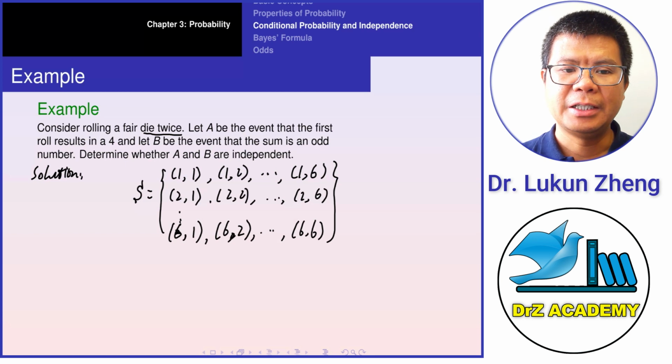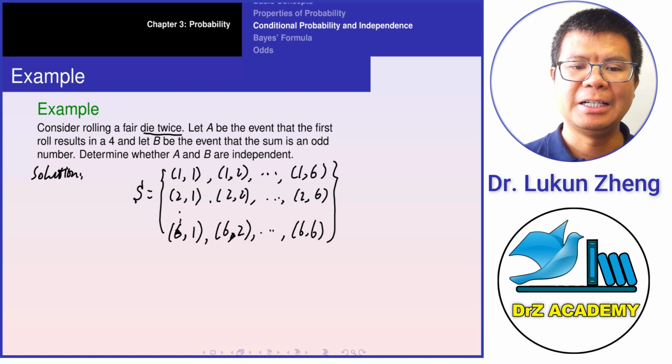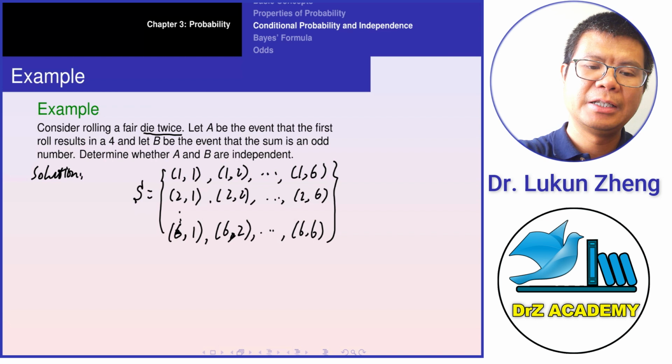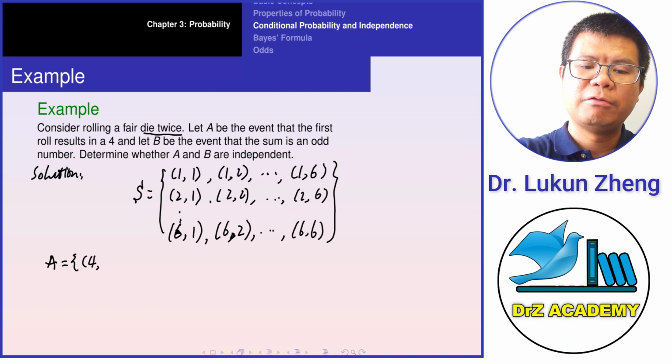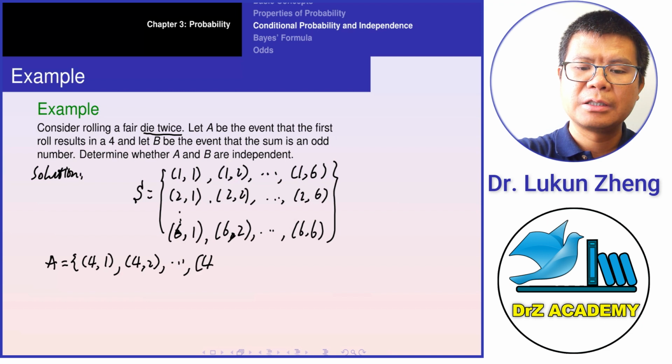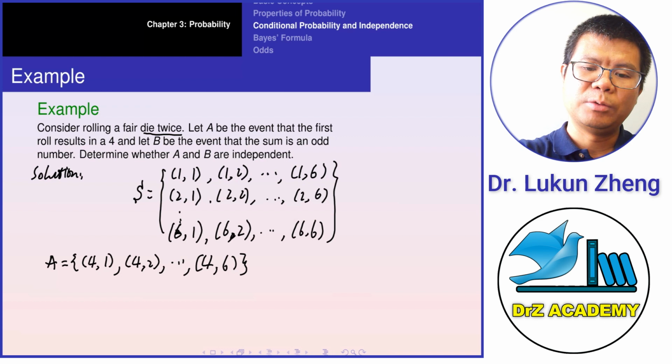A is the event that the first roll is a 4. So what is A? A is 4,1, 4,2, up to 4,6. This is our A.